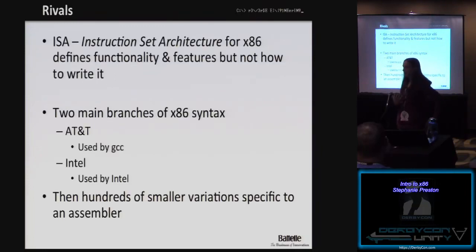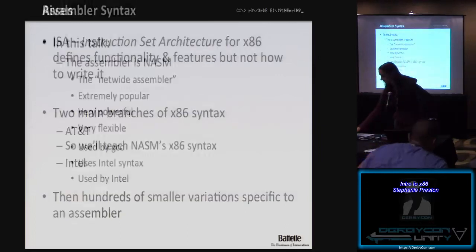So if I'm writing assembly code, there are 2 main branches of x86 syntax that exist. The 2 branches are AT&T, which is used by GCC's compiler, and Intel, which is used by Intel. And there are hundreds of smaller variations, but for the most part, you're generally going to run across either AT&T or Intel syntax for x86.